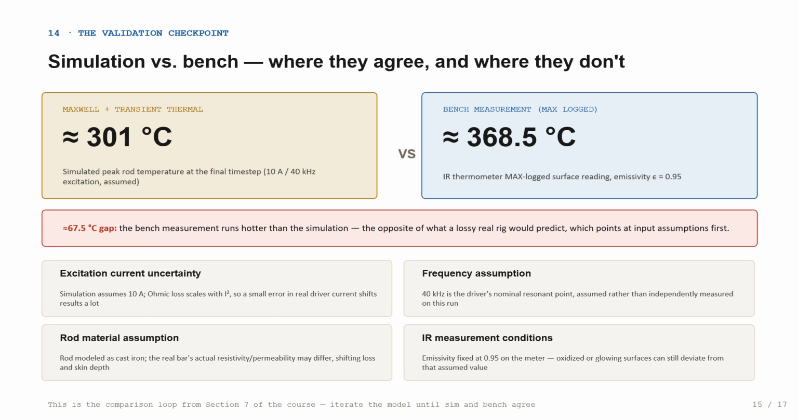This is exactly the comparison loop that any serious validation exercise goes through. You do not simply average the discrepancy away. You use it to go back and tighten the specific inputs most likely to be wrong, and you rerun the model until simulation and bench genuinely agree.